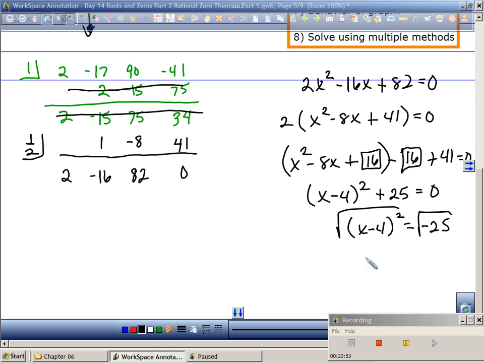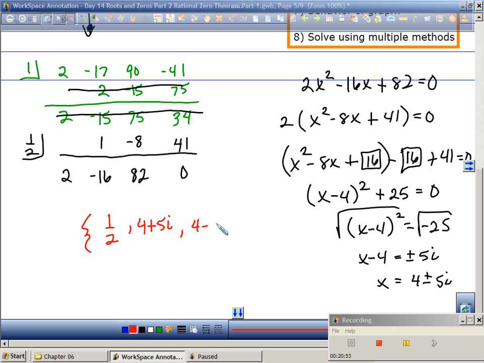Take the square root of both sides, and you get x minus 4 equals plus or minus 5i. So x equals 4 plus or minus 5i. So my zeros are 1/2, 4 plus 5i, 4 minus 5i. And I've done 3 of your homework problems for you. I think one of your homework problems is to the 4th power. Once you get down to the 3rd, you should try to factor by grouping first, right, before you move on. Make sense? All right, good job, guys.